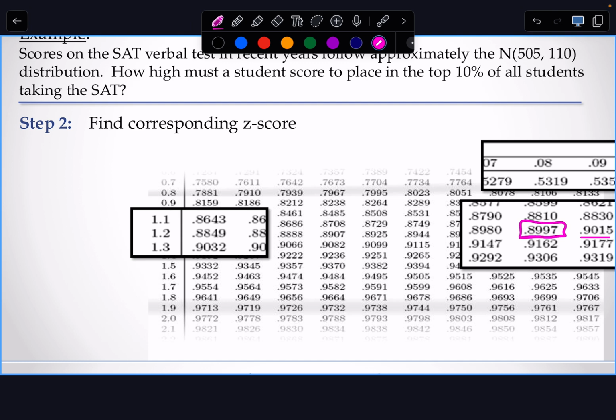Once I find that value, the closest percentage that I'm looking for, I follow it up to the top margin. There's the hundredths place of my z-score. I follow it out to the left column. And there's the start of my z-score. So I'm going to find whatever z-score is associated with that specific percentage. In this case, we get a z-score of 1.28.